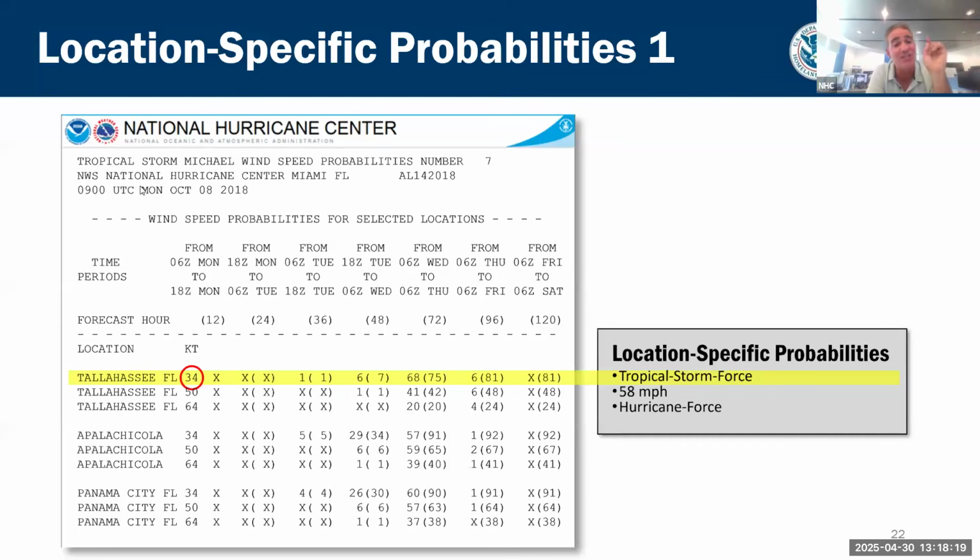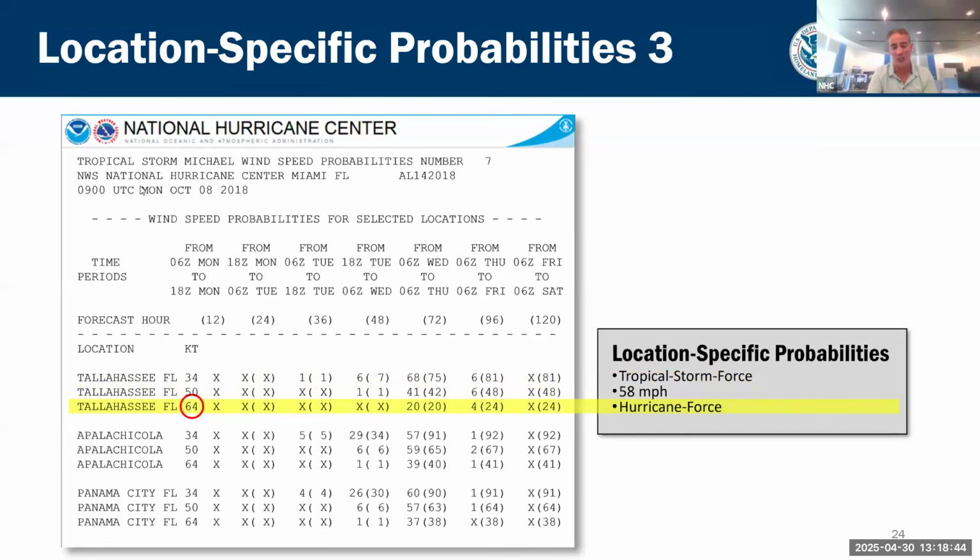Well, there's a reason. They're different wind thresholds. So you can see the first row is for tropical storm force winds, labeled 34 knots. The second row is 50 knot winds, or 58 miles an hour. That's typically where sustained winds become really damaging. And then the third row is hurricane force winds, or 64 knots. So that's what the rows are. They're just different wind thresholds.